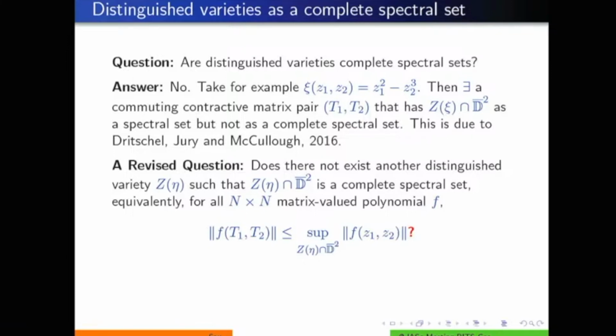Okay, so this pair does not have this variety as a spectral set. But as far as our goal is concerned, we will be happy if this pair had a different variety as a complete spectral set. So the question is, does there not exist another distinguished variety, zero set of eta, maybe not this one, such that the zero set of eta intersected with the closed bidisk is a complete spectral set?